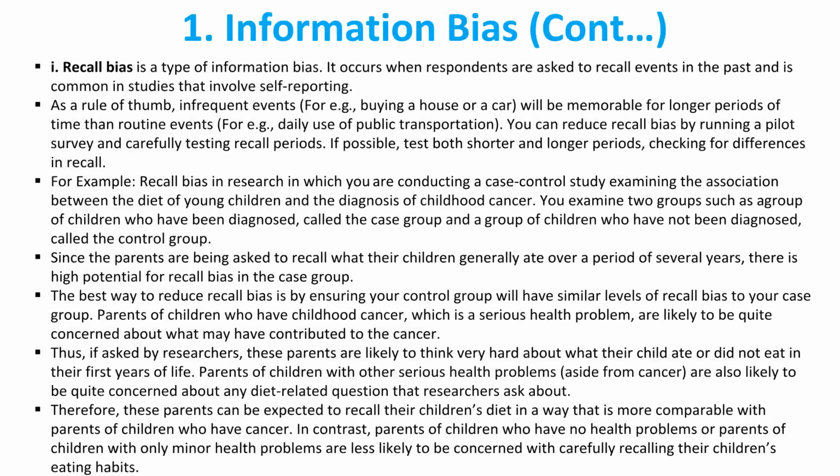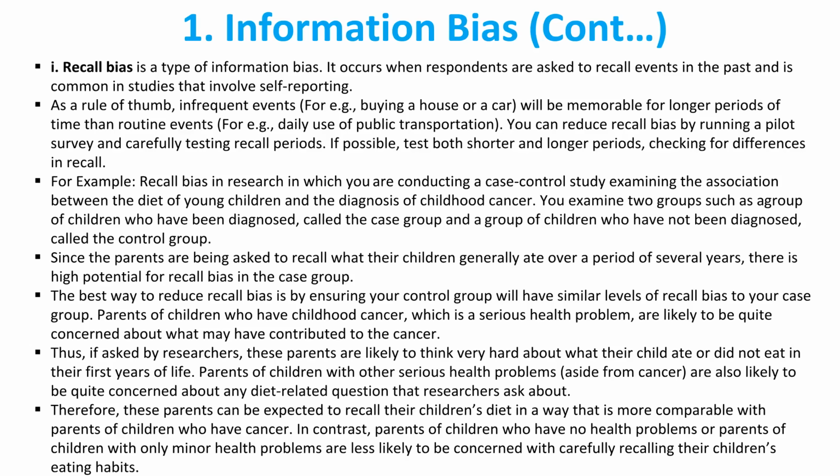Recall bias is a type of information bias. It occurs when respondents are asked to recall events in the past and is common in studies that involve self-reporting. As a rule of thumb, infrequent events, for example buying a house or a car, will be memorable for longer periods of time than routine events, for example, daily use of public transportation. You can reduce recall bias by running a pilot survey and carefully testing recall periods. If possible, test both shorter and longer periods, checking for differences in recall.